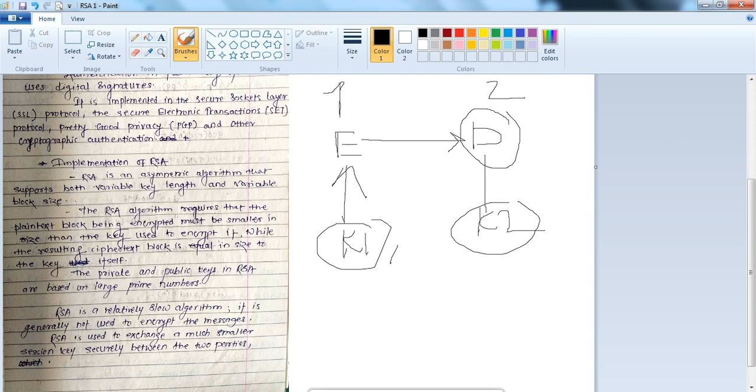Now the key is used to encrypt, and the resulting ciphertext block is produced. RSA is an asymmetric algorithm that supports both variable key length and variable block size. Meaning when we give the input as a plaintext message, the size of this plaintext message is not fixed, it is variable. Same thing with the key size, whether K1 or K2, the size is again variable. Key size and message size are variable.